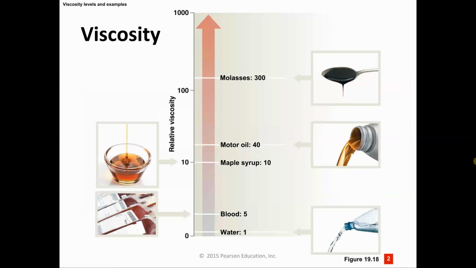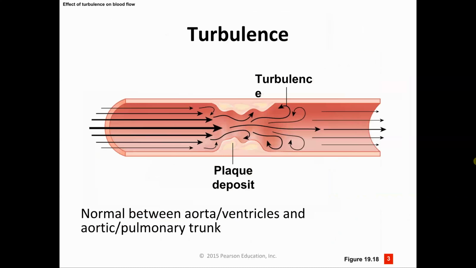All right, so viscosity is going to be the thickness. So blood is literally thicker than water, and that's because it's got a lot of proteins and solutes and cells and all sorts of stuff in it. But it shouldn't be thicker than maple syrup. So it's going to be less viscous than, say, molasses.